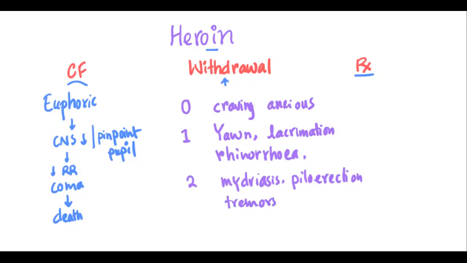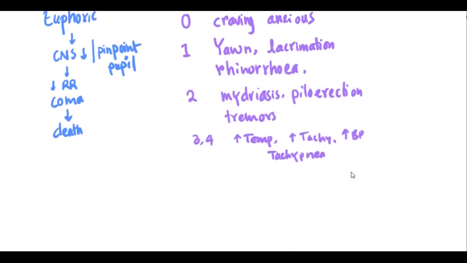If the patient has more severe withdrawal, they would develop what is called grade 3 and 4 withdrawal. Here, the temperature of the body will start to rise. There will be excessive activation of the sympathetic nervous system, leading to tachycardia, high blood pressure, and tachypnea. And obviously, the patient will become agitated. The patient can also have vomiting and diarrhea.